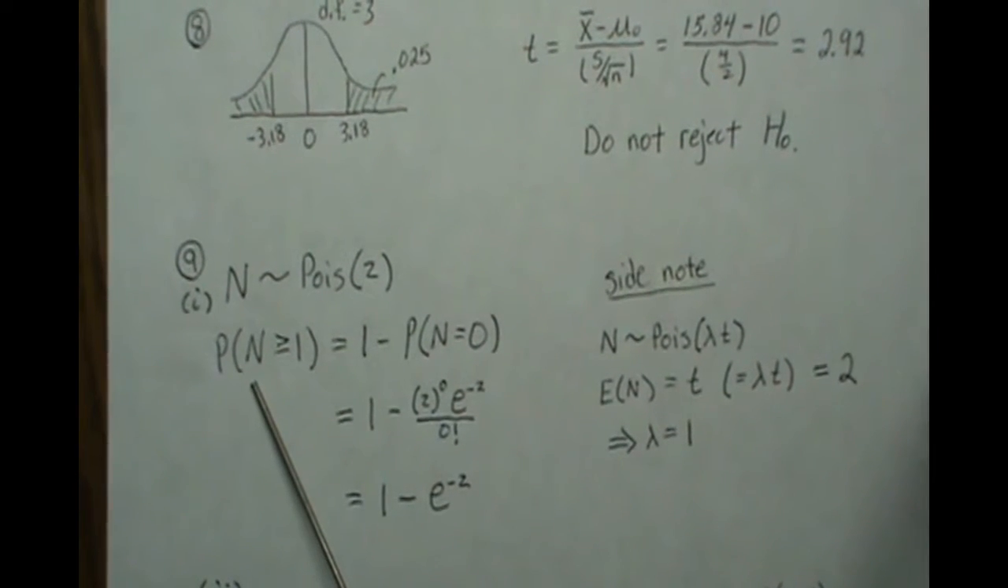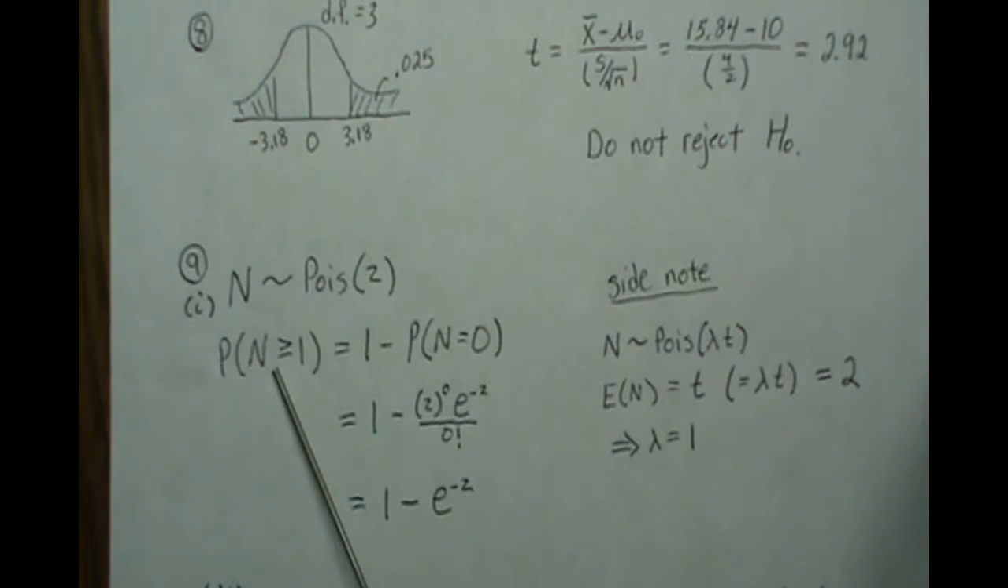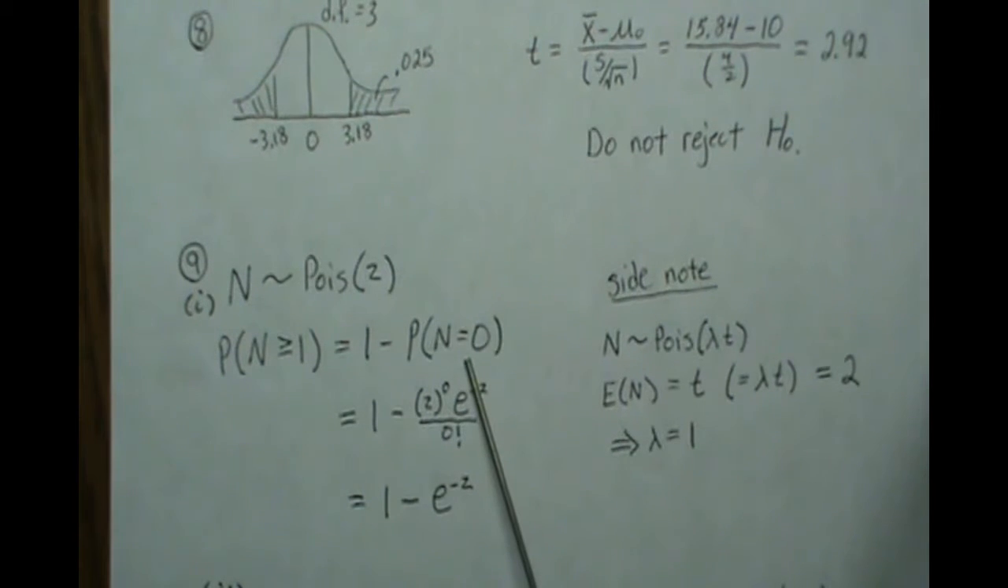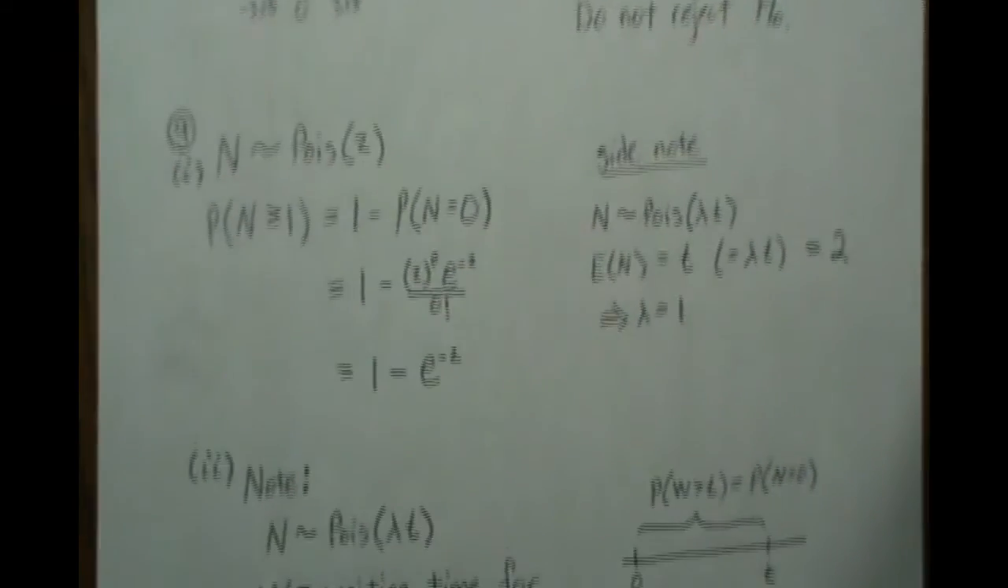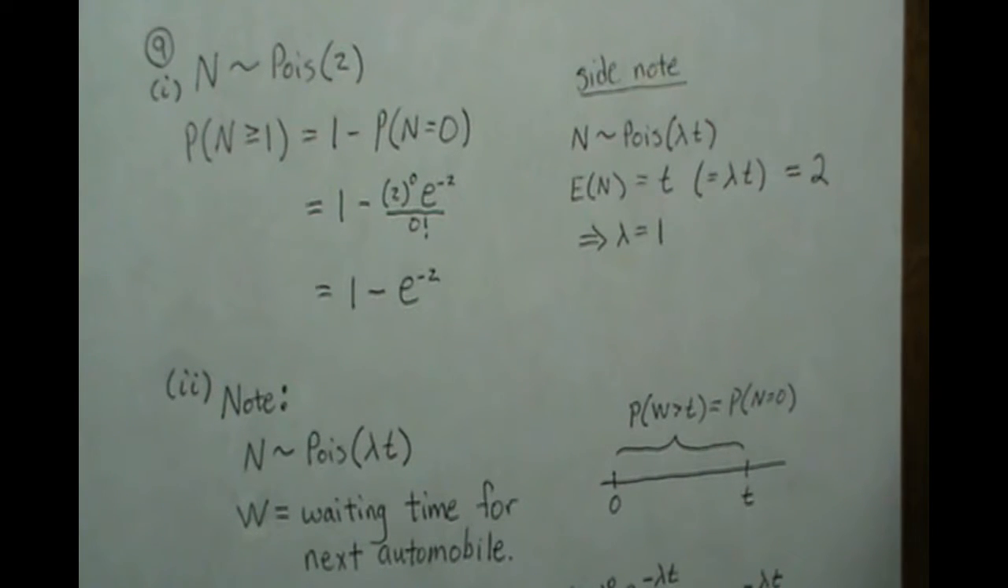And so the question is, what's the probability that the wait time is less than 2? Meaning we see 1 or more events within that 2-minute window. You can solve that as 1 minus the probability that we see no events, plugging 0 into the Poisson density. It simplifies to this.